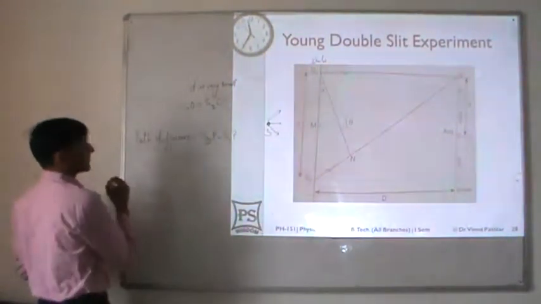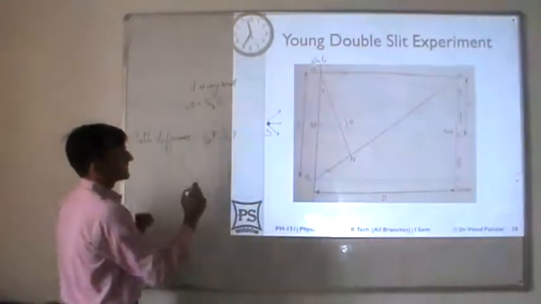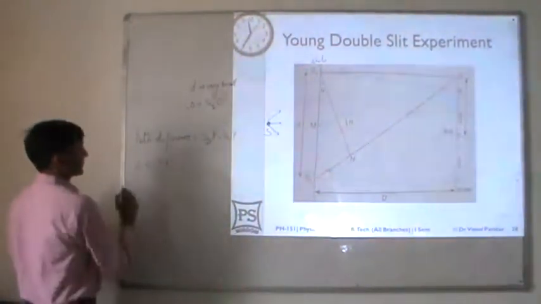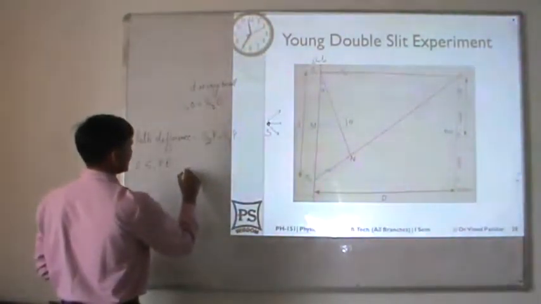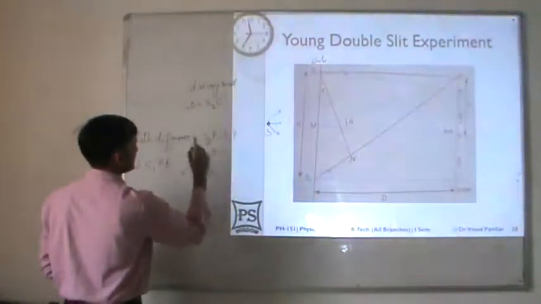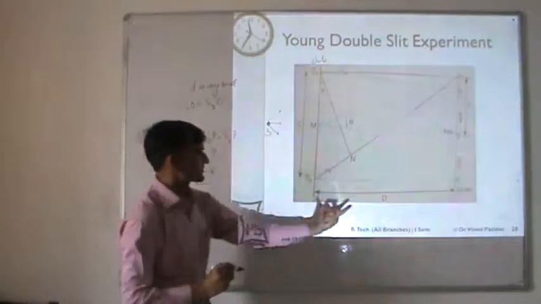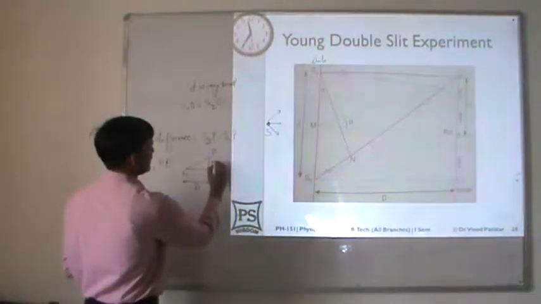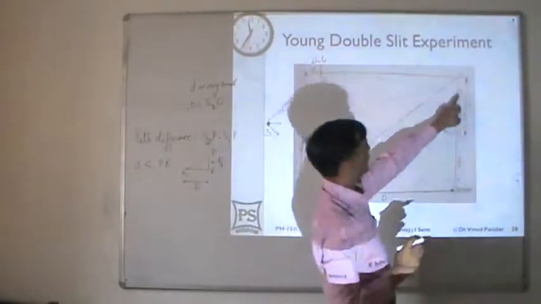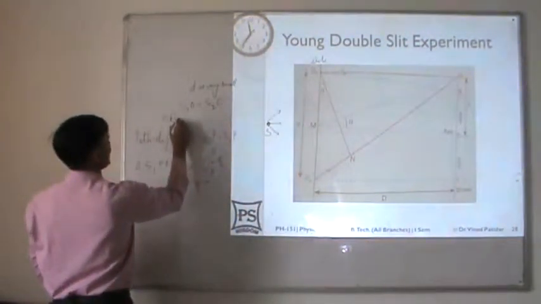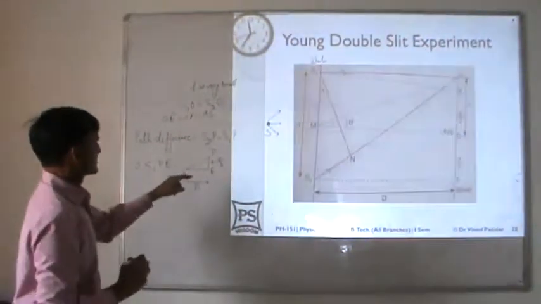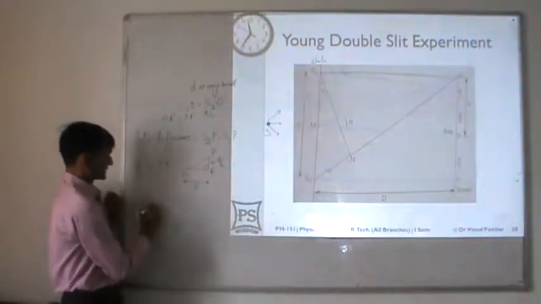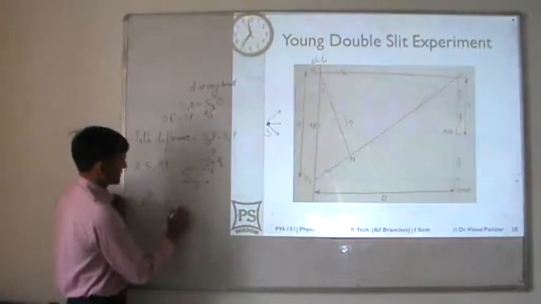For that purpose, we'll consider a triangle, triangle S1, P and E. Here S1E is a distance D, capital D, and this distance is x minus d by 2. Why d by 2? Because OE equals OF equals d by 2, you can write it here. So this distance is x minus d by 2. Now this is a right angle triangle, so S1P whole square is equal to D square plus x minus d by 2.